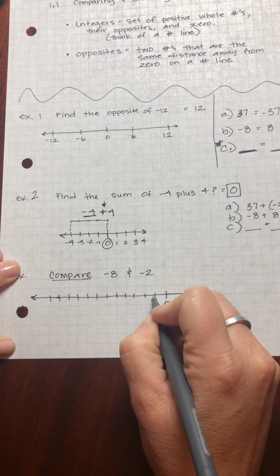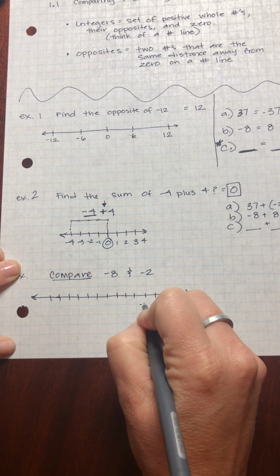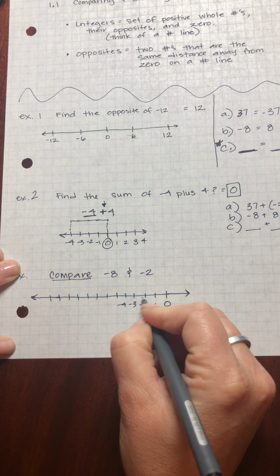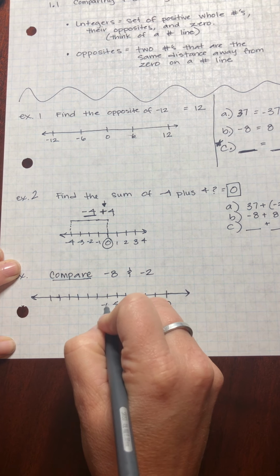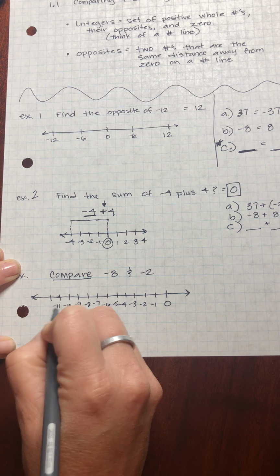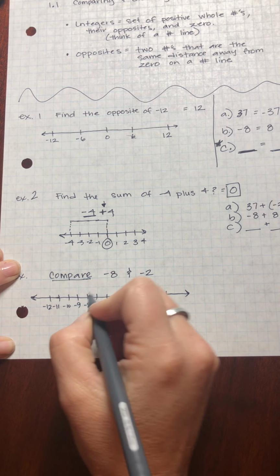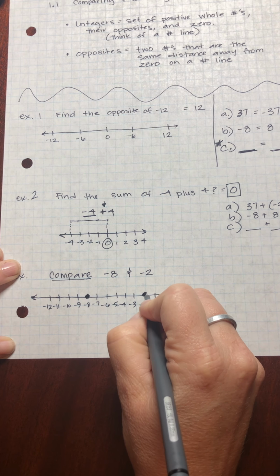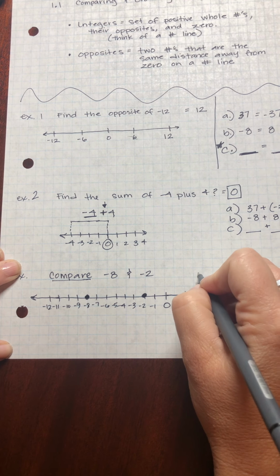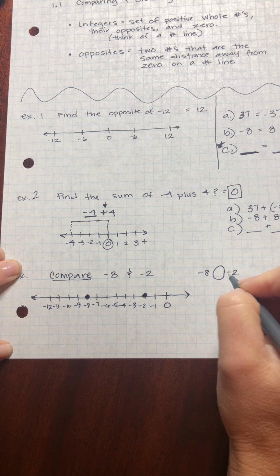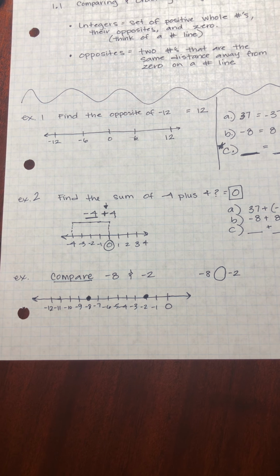If I have 0, I was putting on the tick marks: -1, -2, -3, -4, 1, 2, 3, 4, -5, -6, and so on. -8 is here, and -2 is here. So if I was to compare -8 and -2, we need to use an inequality.